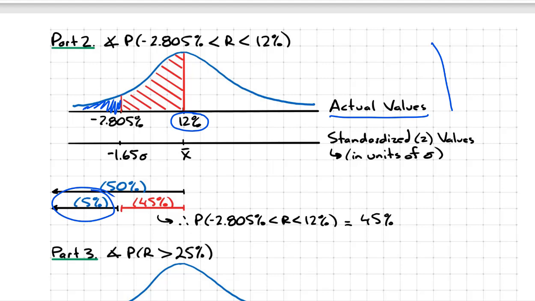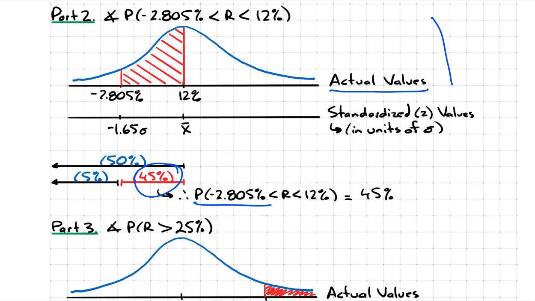So we just have to plug in, right? Let me run that by you again. The probability that we'll see anything less than 12 is 50%. The probability that we'll see anything less than minus 2.805 is 5%. So then what must be the probability of that gap in between? Must be 45%. So therefore the probability that the return will fall between minus 2.805 and 12% would be 45%.